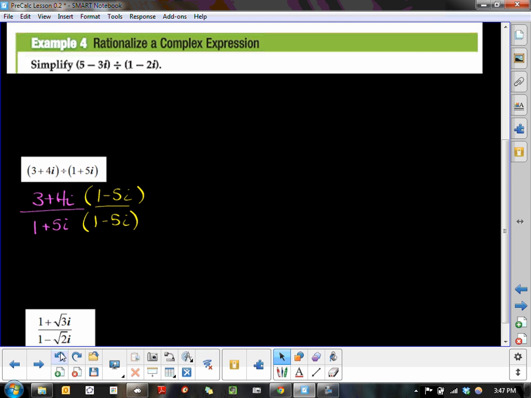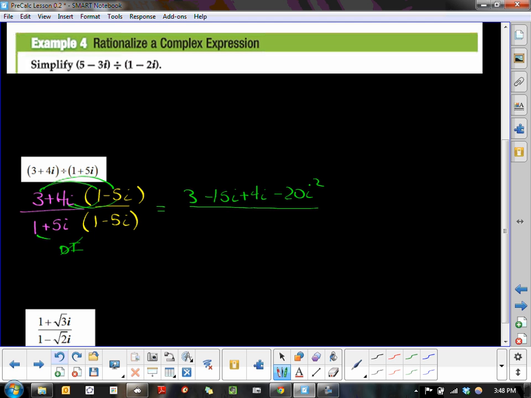So we'll perform our multiplication. 3 times 1 is 3. That's a negative 15i. That's a positive 4i. And this is a negative 20i squared. In the denominator, remember the outside and inside cancel, so just the first and the last. 1 times 1 is 1. That's going to be minus 25i squared. After you do enough of these, you're going to recognize that i squared is always a negative 1, and that i squared there is always a negative 1, so it's going to end up changing that sign.